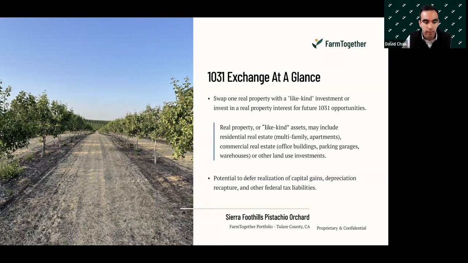But some of these include the deferral of the realization of capital gains. If you were to sell an investment property outright and not take advantage of a 1031 exchange, and you realized a gain on that sale, you would likely have some form of tax liability. The 1031 exchange program allows you to defer the realization of capital gains through the exchange. There are also benefits around depreciation recapture and other federal tax liability efficiencies as well. So there are many financial considerations for looking to take advantage of a 1031 exchange.